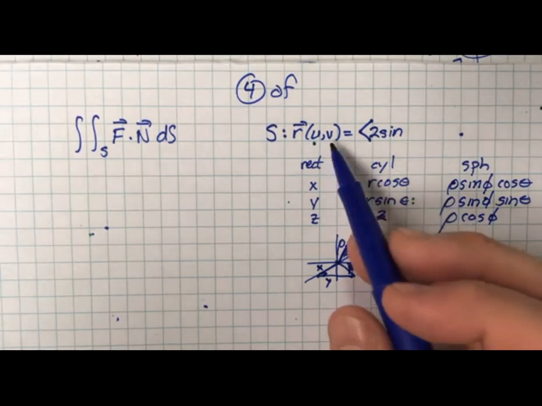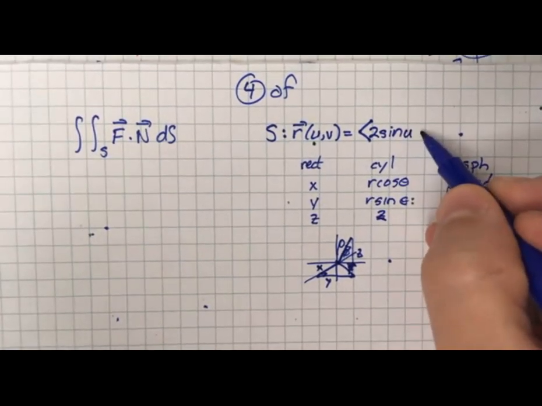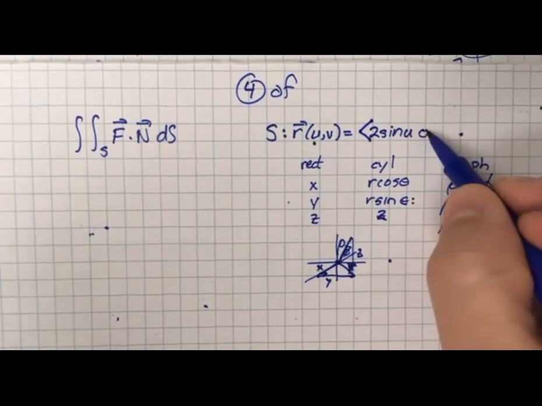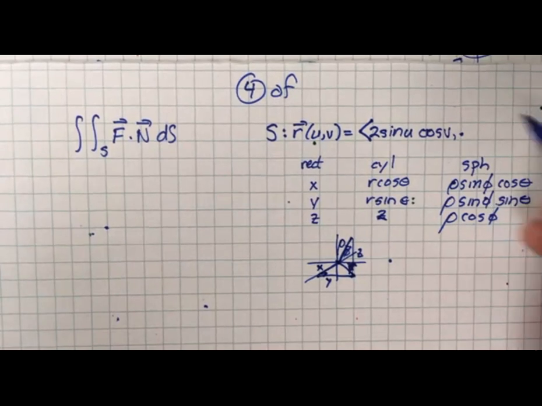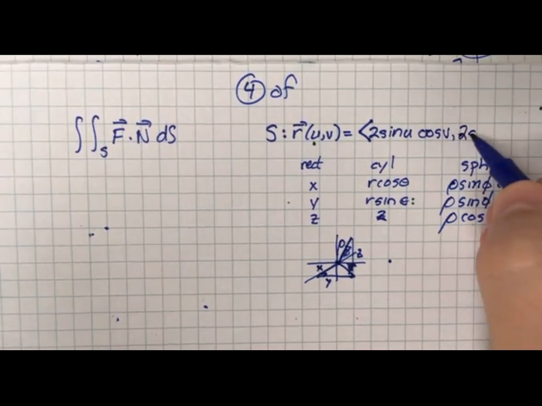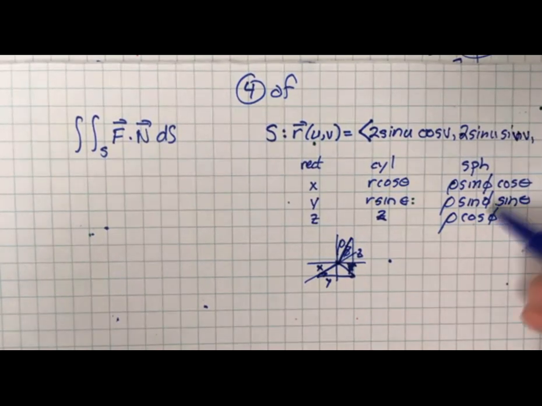I did use v to stand for theta in previous problems. So why don't we say 2 sine u cosine v, 2 sine u sine v, and 2 cos u.